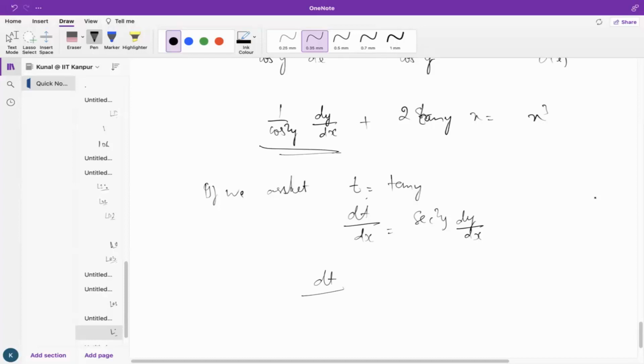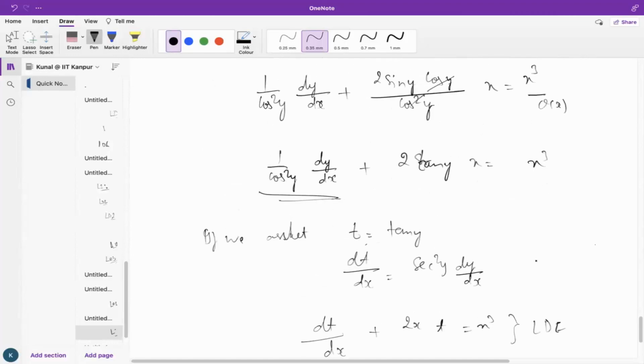Okay, so now let's move on to this equation. It will be dt by dx plus 2x into t is equal to x cube. Now, this is actually our favorable linear differential equation form, right? यही तो है अपना linear differential equation की form. Okay, so now we have to solve this equation.